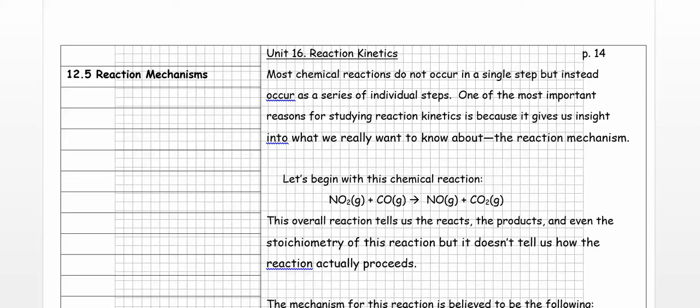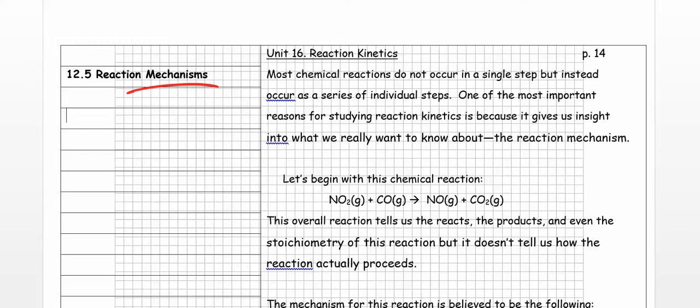So here we go. Unit 16, Reaction Kinetics, 12.5, Reaction Mechanisms, if you're following me in the Zumdahl book. Here we go. What do we mean by a reaction mechanism? Well, a mechanism is simply a set of steps that represents a chemical reaction. In other words, most chemical reactions don't occur in one fell swoop. They happen over a period of time, over a period of steps, right?